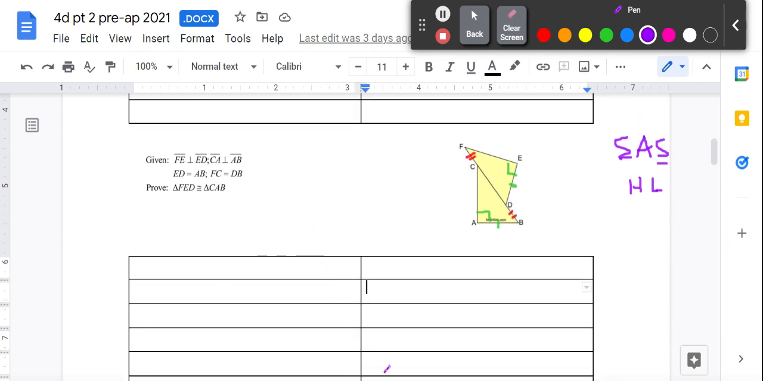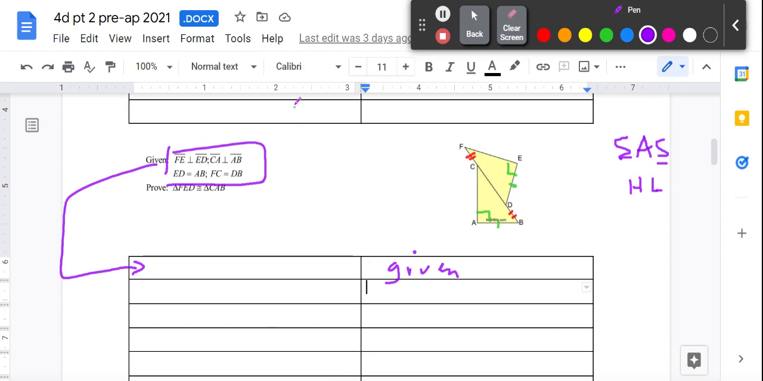All right. So first thing in my proof is my given, and I'm just going to save space. I'm going to put all my given stuff right here. So all these four given things, we're going to put right there. Okay. We're going to do that.